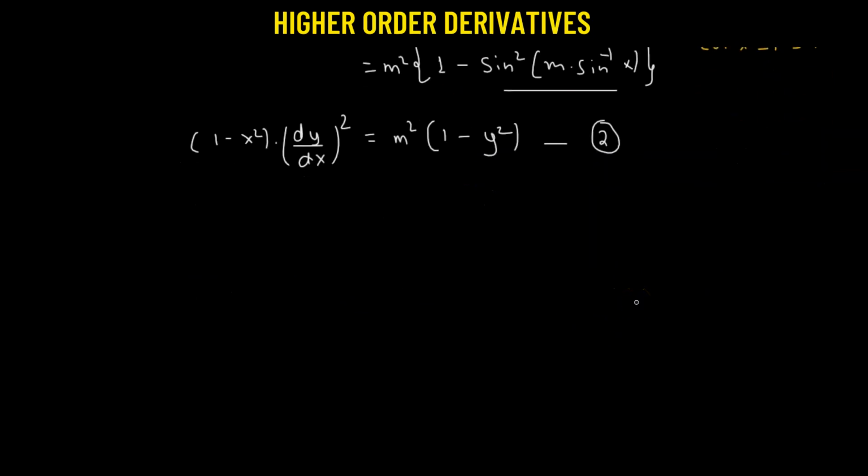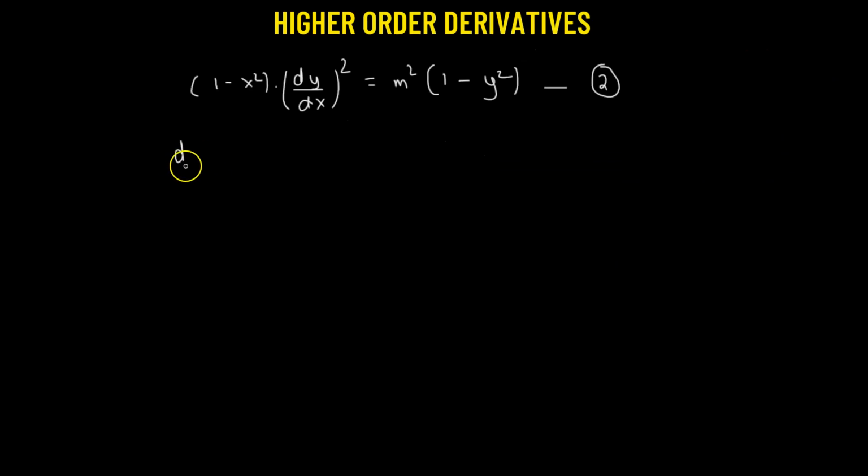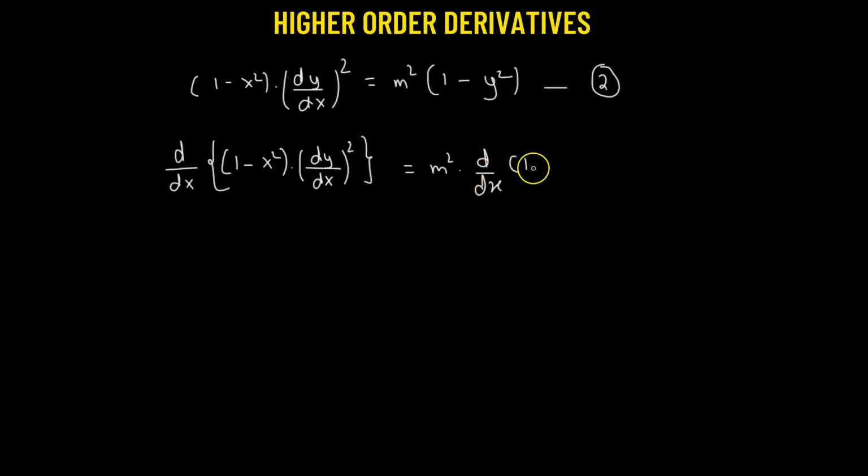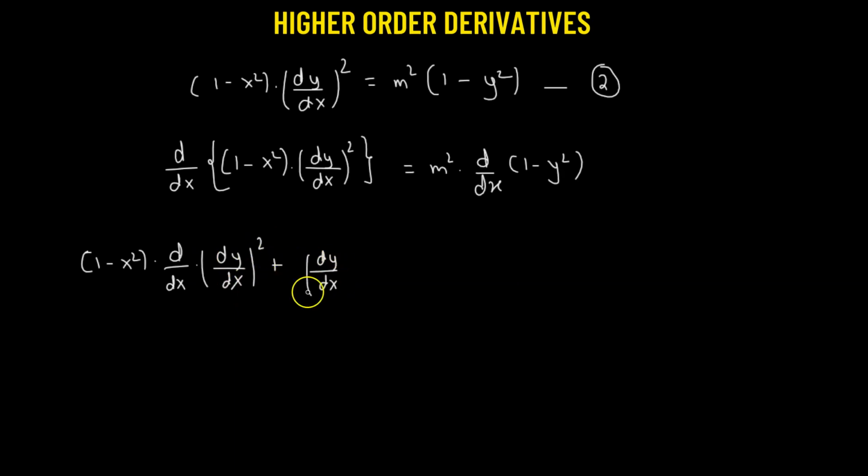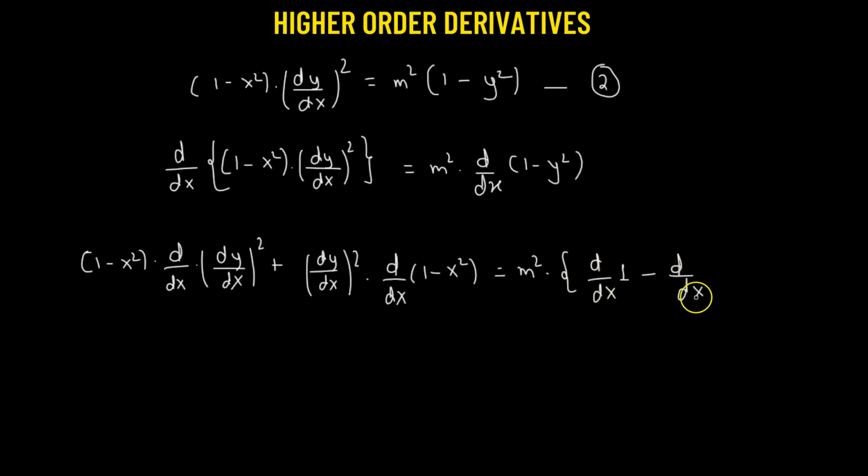Now we'll take the derivative on both sides with respect to x. So let's do that. We have the derivative with respect to x of 1 minus x squared multiplied to (dy over dx) whole squared, which is equal to m squared, a constant. We'll multiply it to the derivative with respect to x of 1 minus y squared. So here we'll have to apply the product rule. So we have 1 minus x squared multiplied to the derivative with respect to x of (dy over dx) squared, plus we have (dy over dx) squared multiplied to the derivative with respect to x of 1 minus x squared, which will be equal to m squared times the derivative with respect to x of 1 minus the derivative with respect to x of y squared.